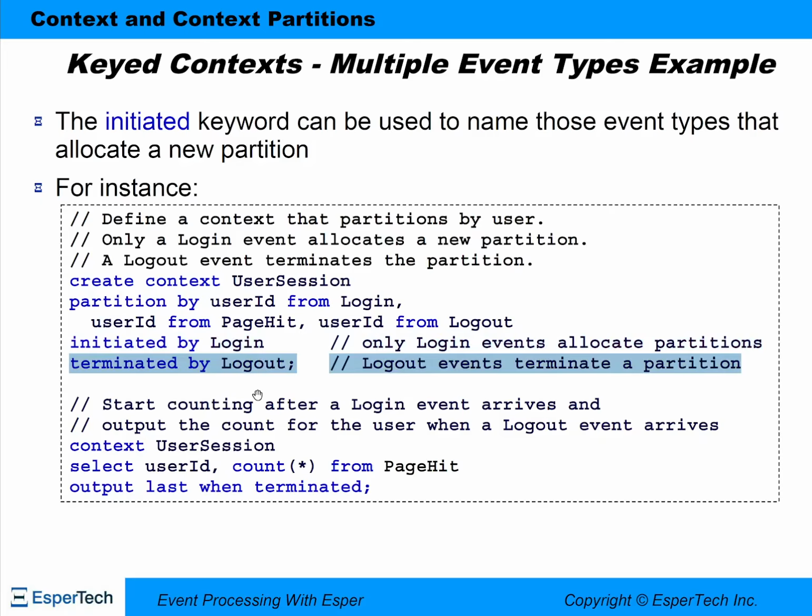The second statement starts counting after a login event arrives and outputs the count for the user when a logout event arrives. Context user session. Select user ID, comma, count star from page hit. Output last when terminated.